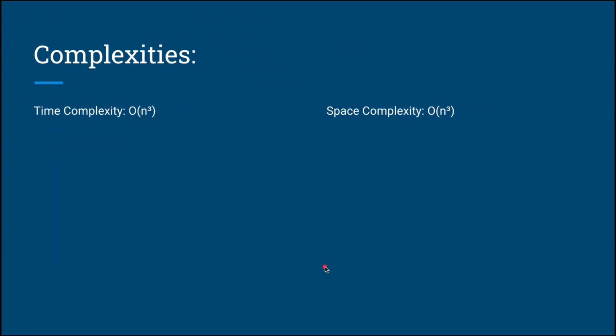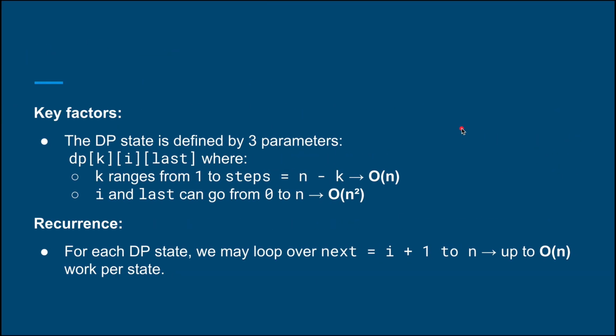So that's all for today. To understand the complexity, the time complexity is O of NQ, and the space complexity is O of NQ, sorry. So why is the O of NQ there, right? The DP state is defined by 3 parameters, right? First of all, DP at k, i, and last has the 3 parameters. The k ranges from 1 to steps, n minus k, so it will take O of n.